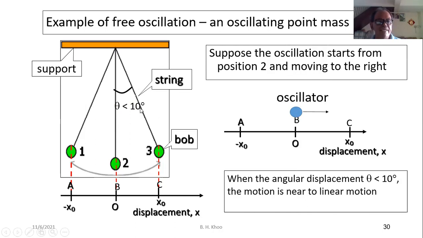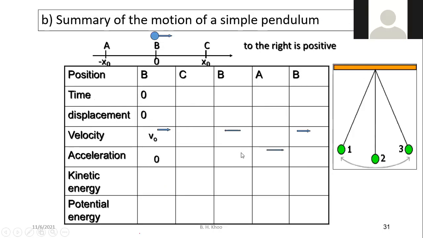And then remember the angle is small. Why small? When it's small, then the motion is like a straight line, to and fro, that's all. Less than 10 degrees. You can use what you have learned in SPM to help you.